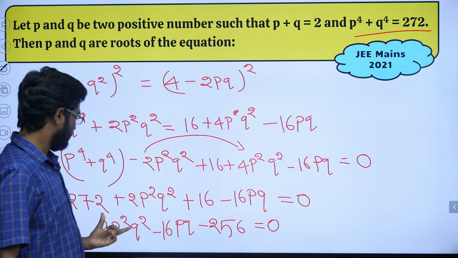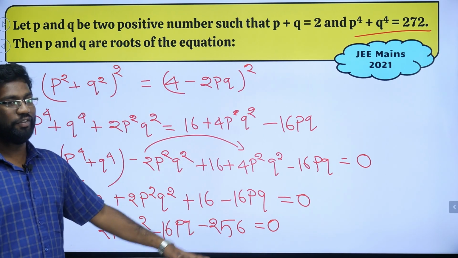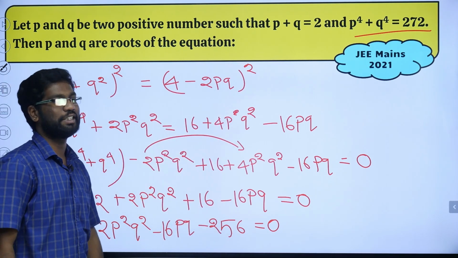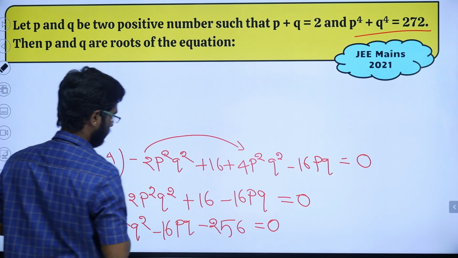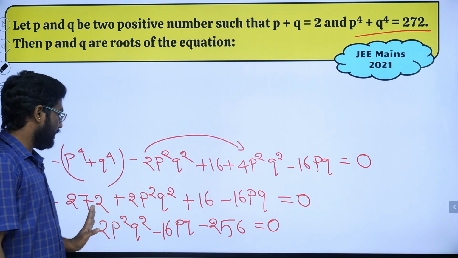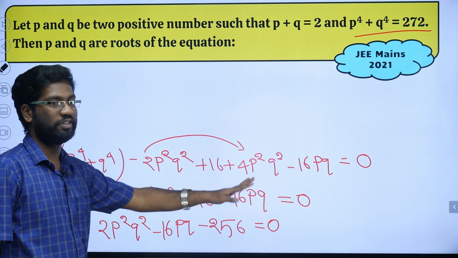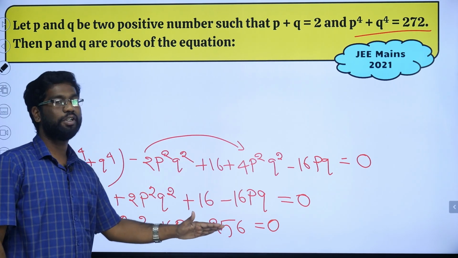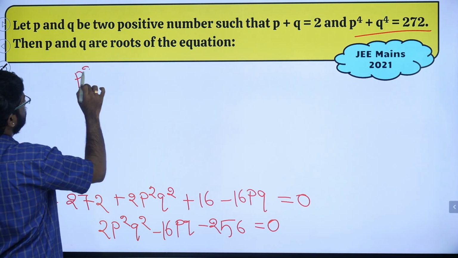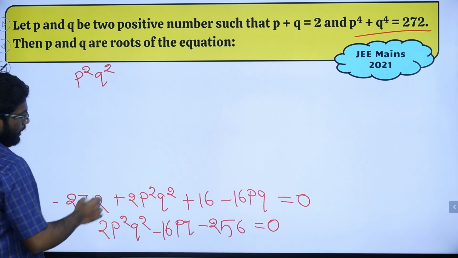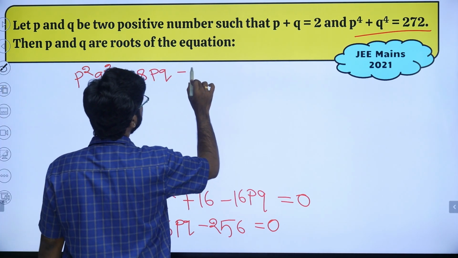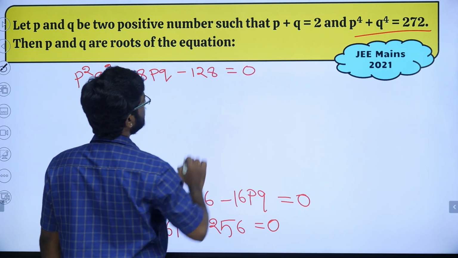Okay, so 2 into p square q square, this one we got. Now if we solve this one, we will get the answer for this question, my dear students. So now what I am going to do, my dear students, let me divide by 2 on both sides, so that every 2 will be removed from here. So I will get p square q square minus 8pq minus 128, my dear students, equals 0.